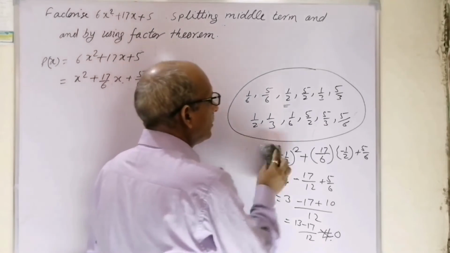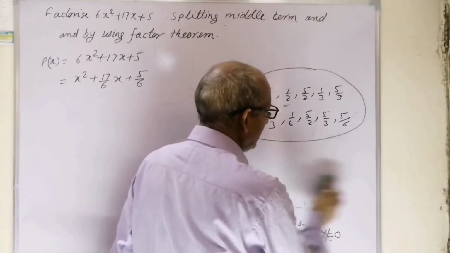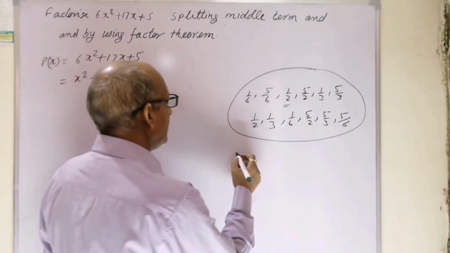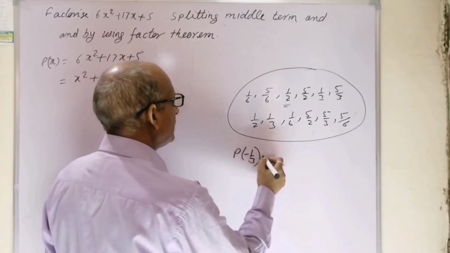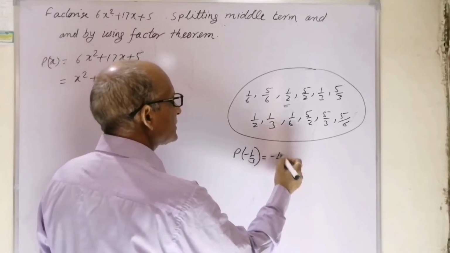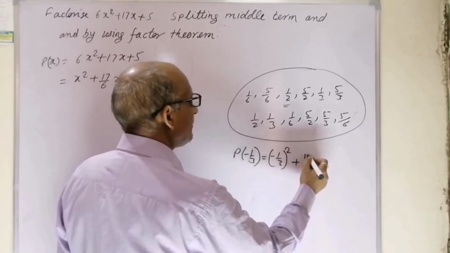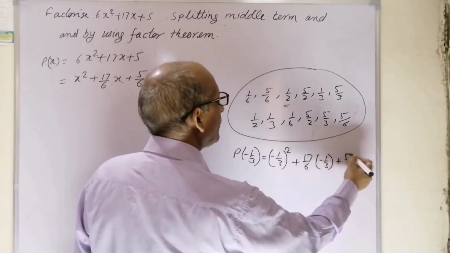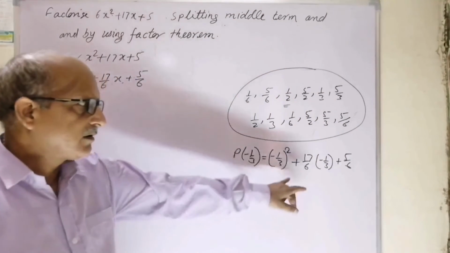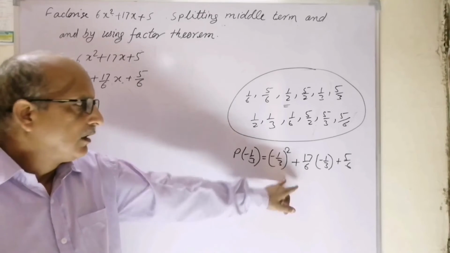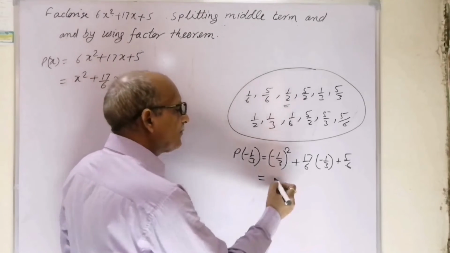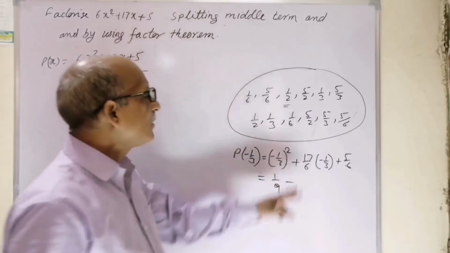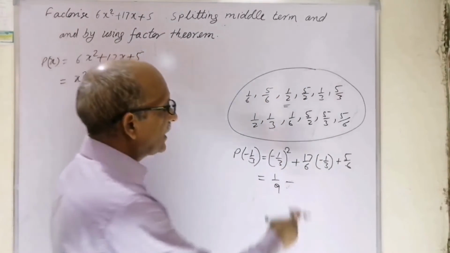We will check for minus 1 by 3. So that will become again p of minus 1 by 3 is being taken. That is minus 1 by 3 square plus 17 upon 6 into minus 1 by 3 plus 5 upon 6. Check it clearly. Now minus 1 by 3 squared will become 1 upon 9. This is positive. 17 upon 6 is positive and 1 upon 3 is negative, so the product will be negative.